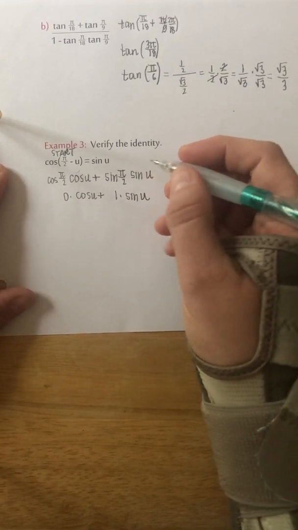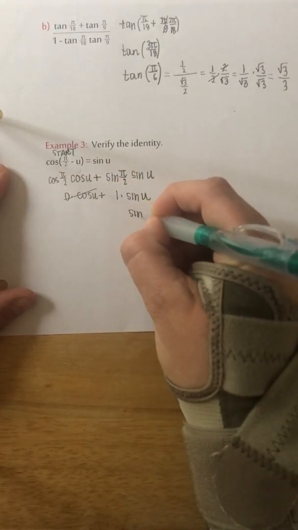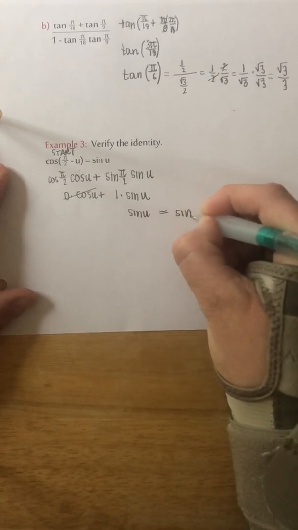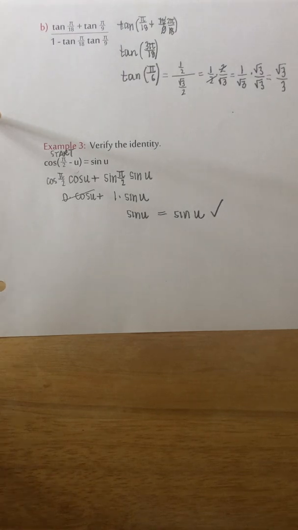All right, so 0 times cosine of u, that's going to cancel out. 1 times sine u is sine u, and that's perfect because the right side of our identity is sine u. So we have very quickly and easily verified that identity.